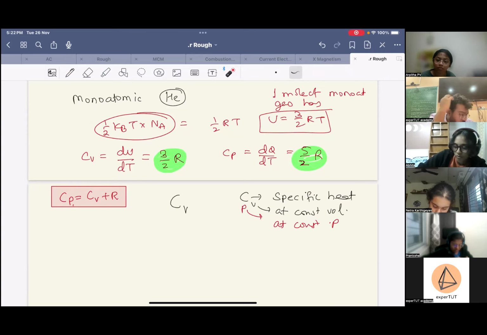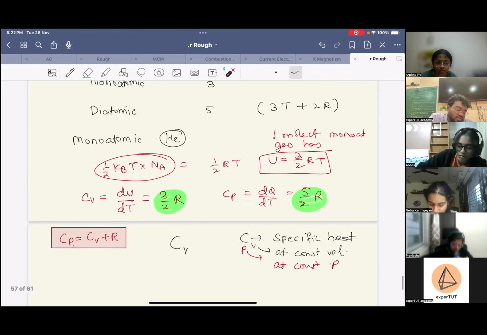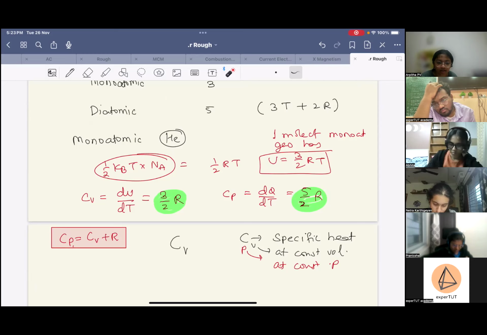So Arpita, tell me, slowly give me a recap of this. Whatever you understood, you recap. So I understood the Cp and Cv part, but I don't understand the kBT. I don't know what that is.